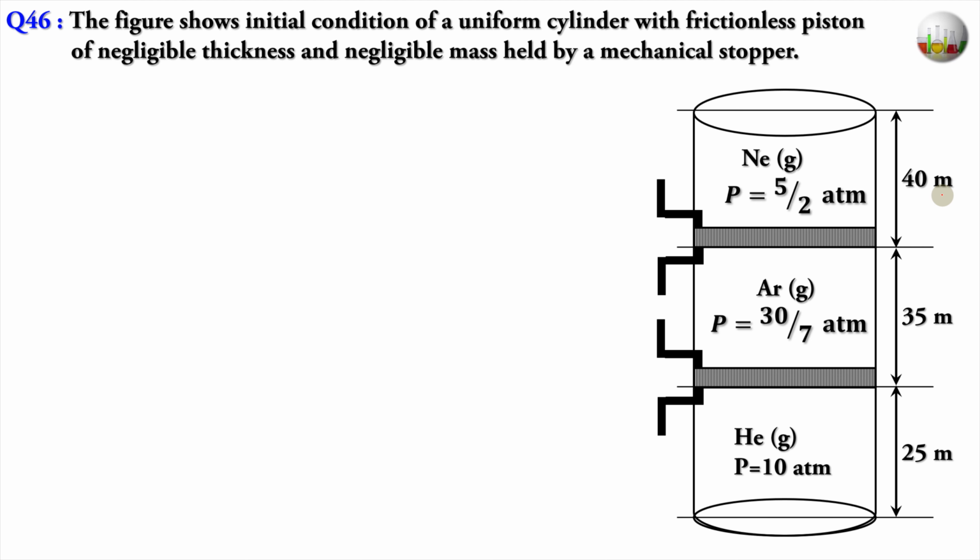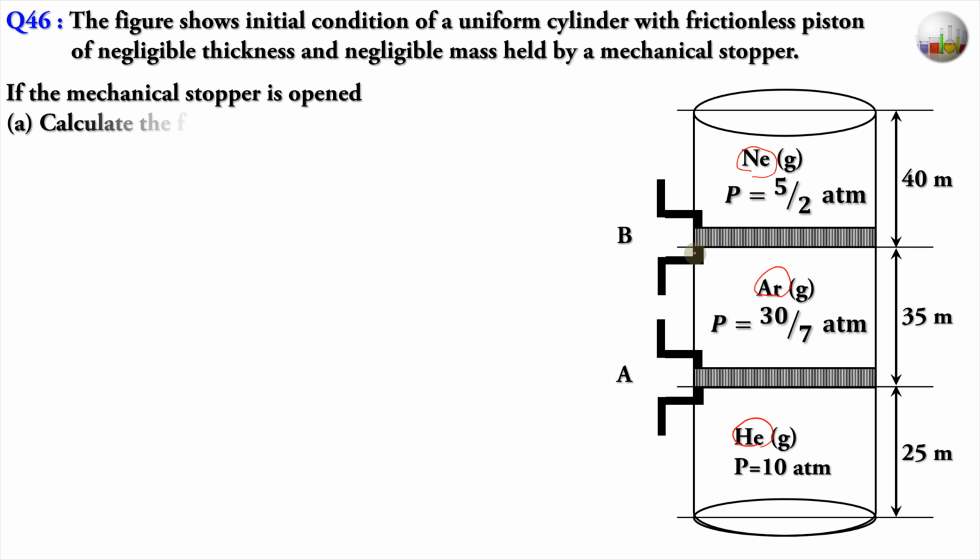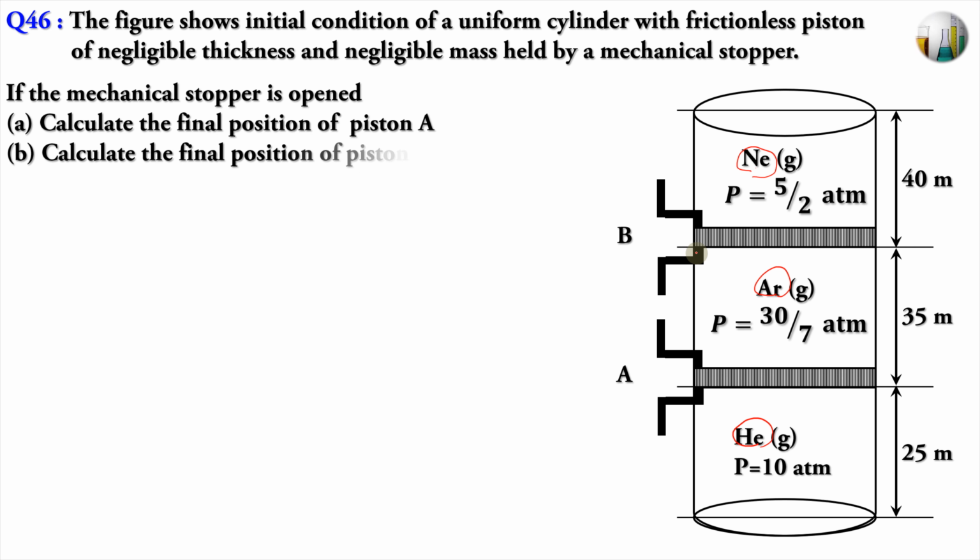Okay. Now what you also need to understand is not only is the mole of neon, argon and helium remaining constant in their individual parts, the total mole also remains constant, because whatever is the mole of neon, argon, helium, that is the total number of mole, and that total number of mole will remain constant irrespective of where the piston moves. So let this be A, this be B. This is piston A and piston B. If the mechanical stopper is opened, calculate the final position of piston A, that means where does it move.